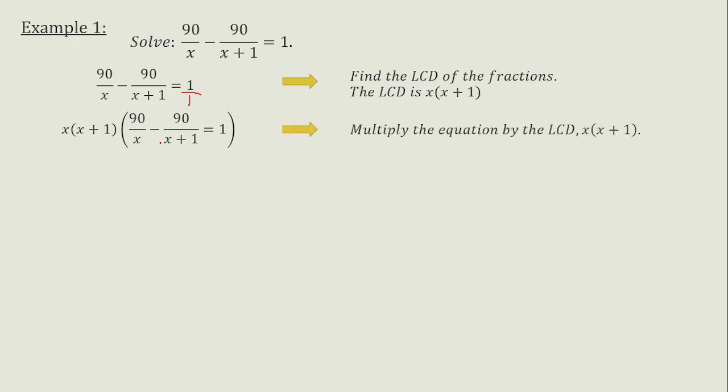Then let's apply step number 2. For step number 2, we're going to multiply the equation by the LCD, x times x plus 1. So this is the equation: 90 over x minus 90 over x plus 1 is equal to 1. They are now inside the parentheses. So if we read this one, x times x plus 1 times 90 over x minus 90 over x plus 1 is equal to 1.